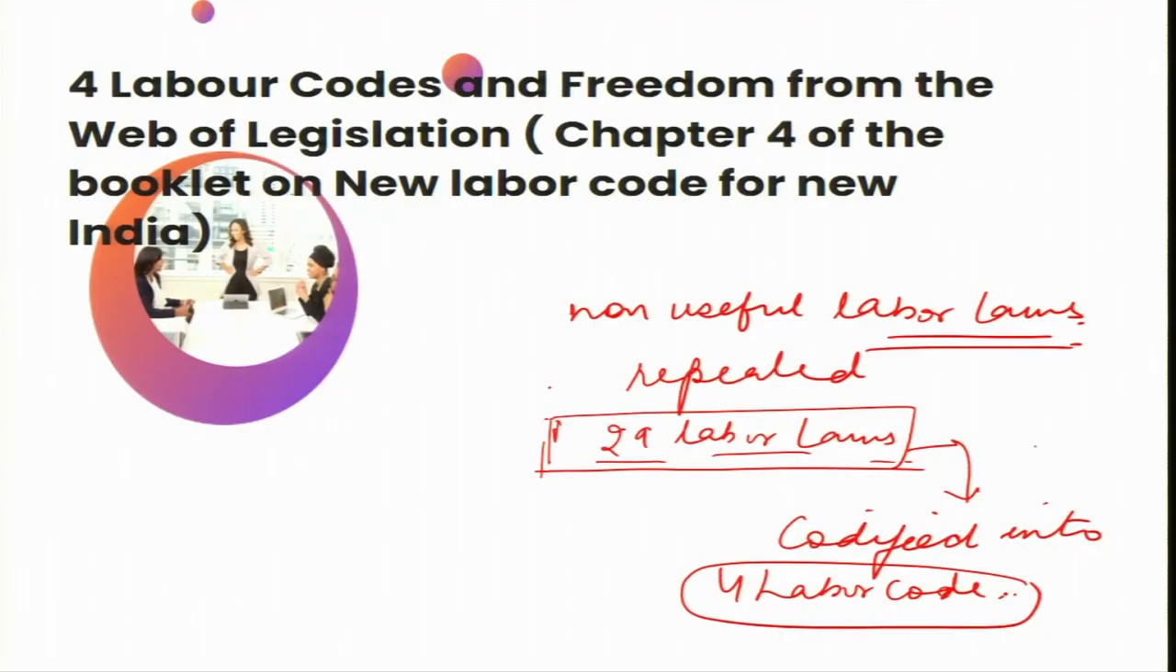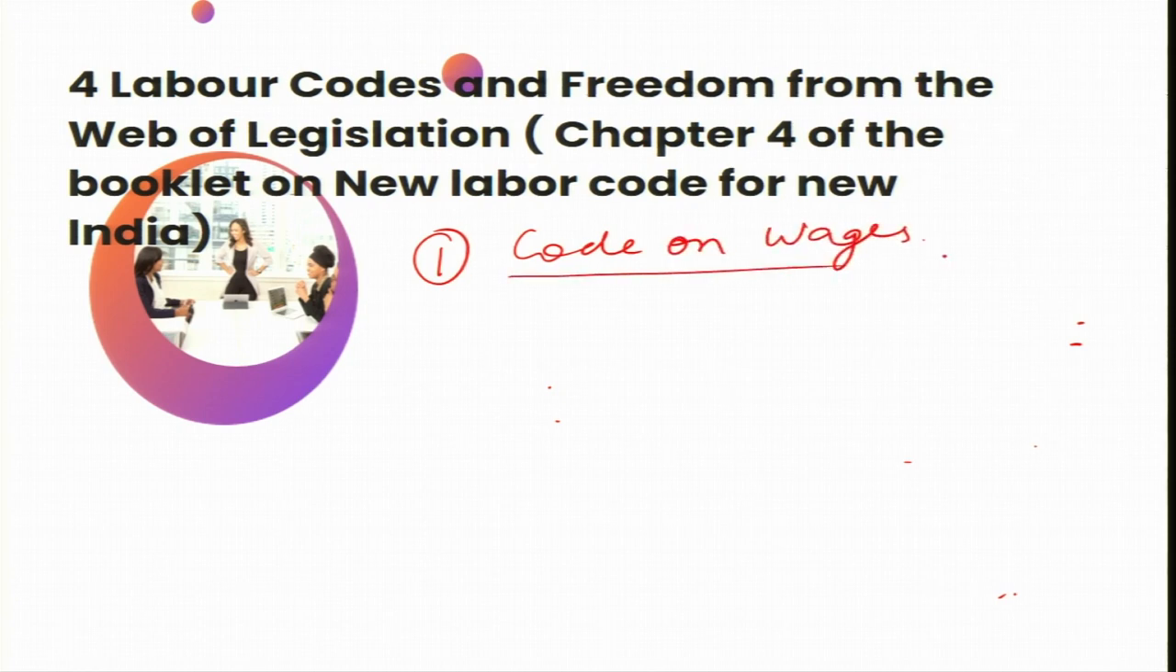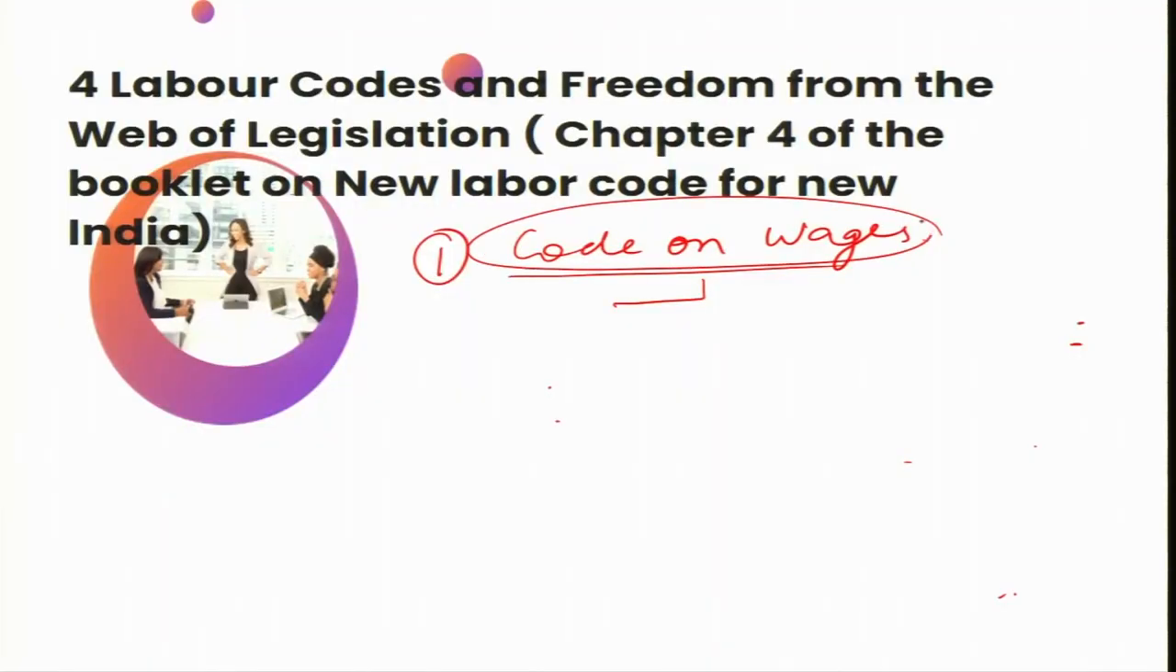So we'll try to delve into what these labor codes are all about, why we need these labor codes, what is the purpose of these labor codes, and certainly how these labor codes are beneficial for all. So let me first tell you about the various codes which have been propounded in this context. The very first labor code is the code on wages. So basically, to ensure workers' right to minimum wages, the central government has amalgamated the various laws pertaining to wages, and they have codified it into the code on wages.